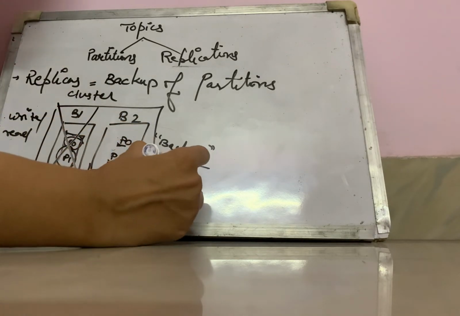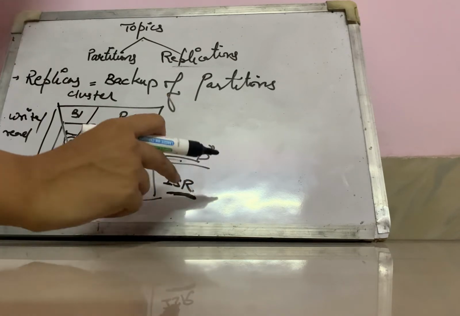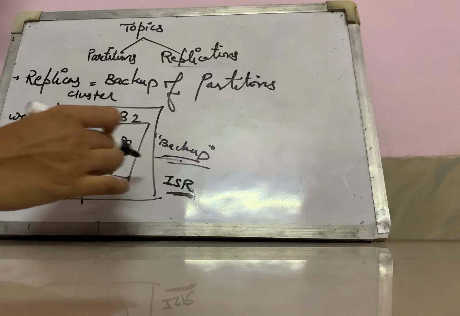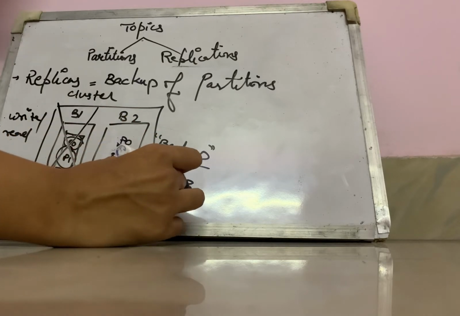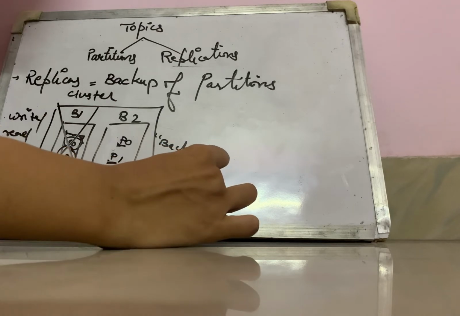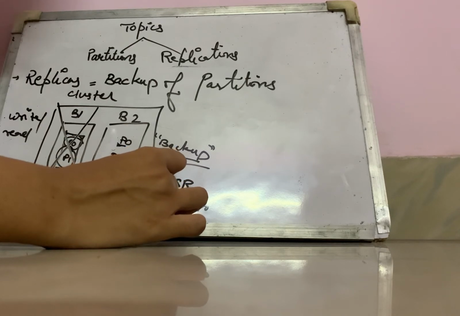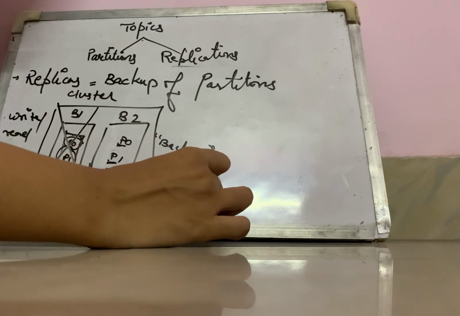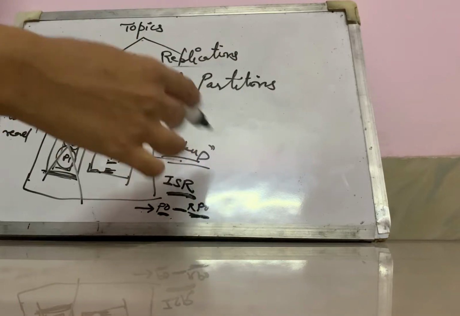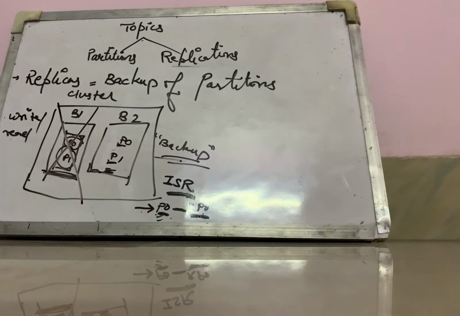We have one more term, in-sync replica. We will discuss this in this lecture only. Just understand that in-sync replica tells us that your partitions and your replications are all in sync. Whatever the producers produce into the partition, its backup is getting created at that time only. So these partitions are in sync, and that is an in-sync replica.